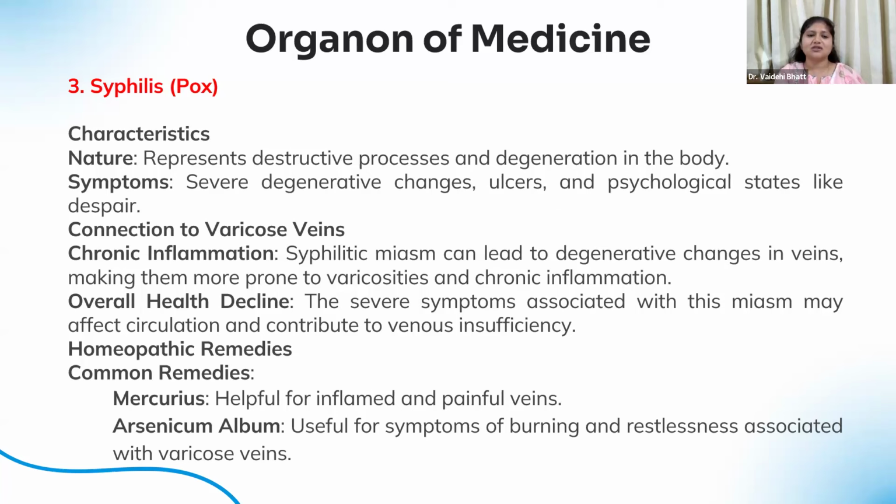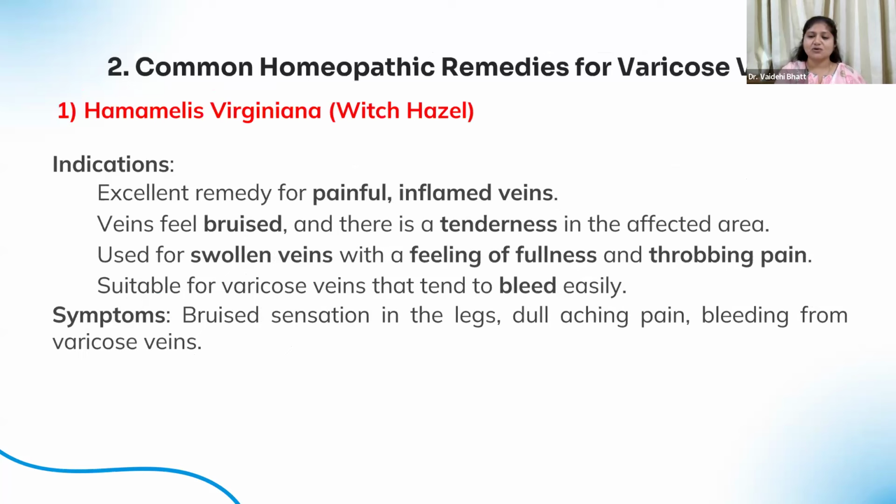And in that condition, we can take help of anti-syphilitic medicines like mercurous and arsenic. So many medicines are there. I am giving examples of a few remedies for varicose veins. As I told you, we believe in individualized treatment. But here are a few examples of the medicines we can indicate in a case of varicose veins.